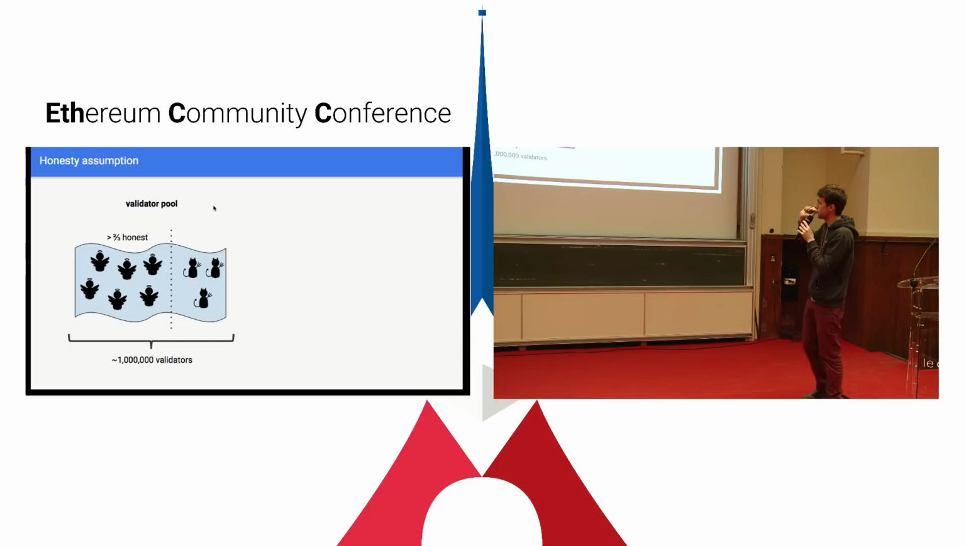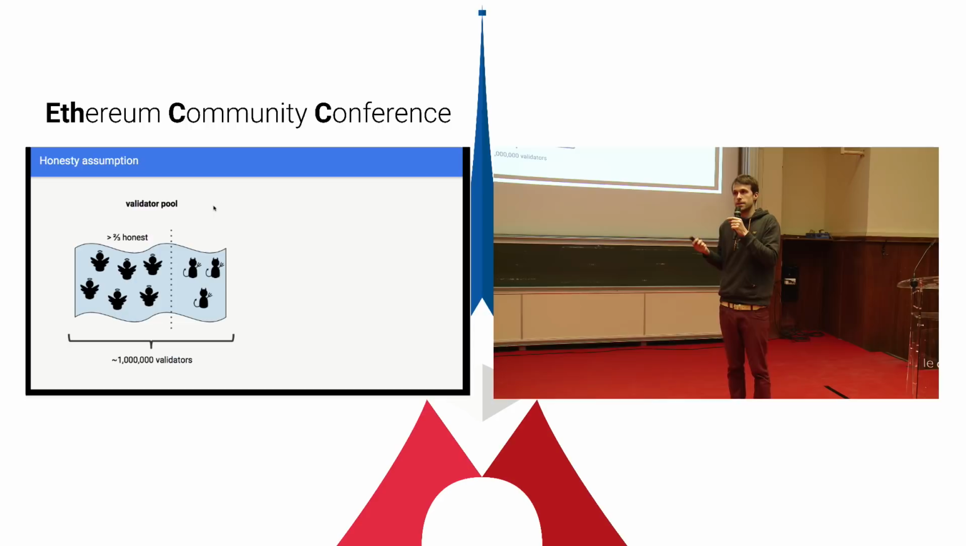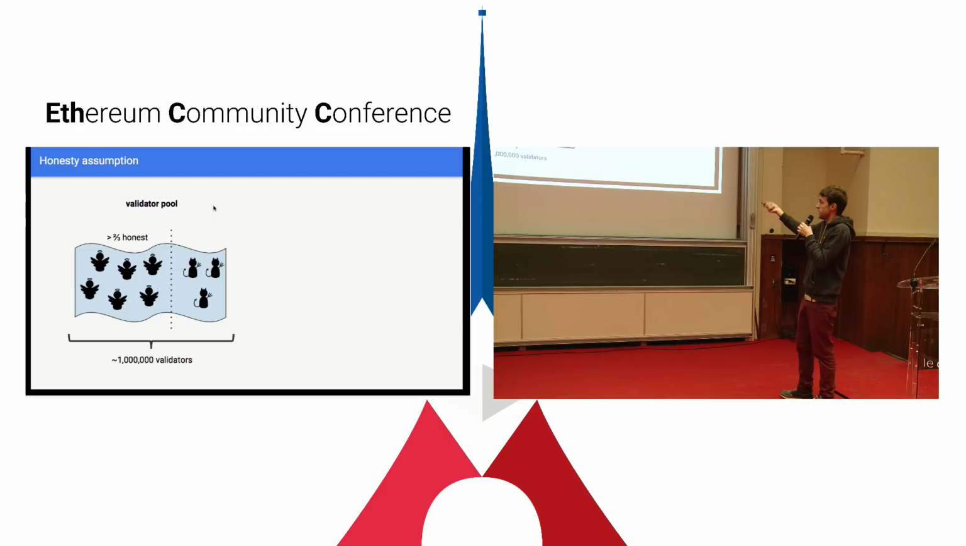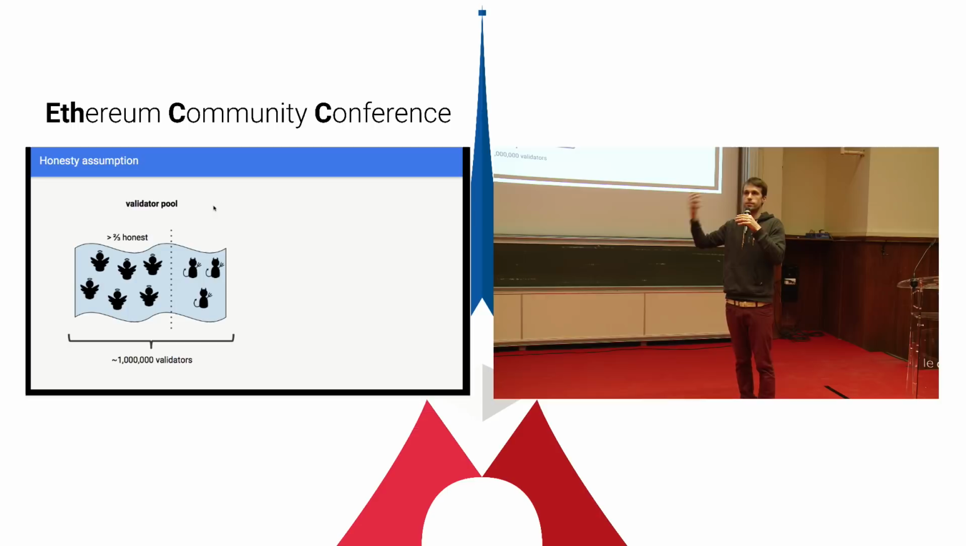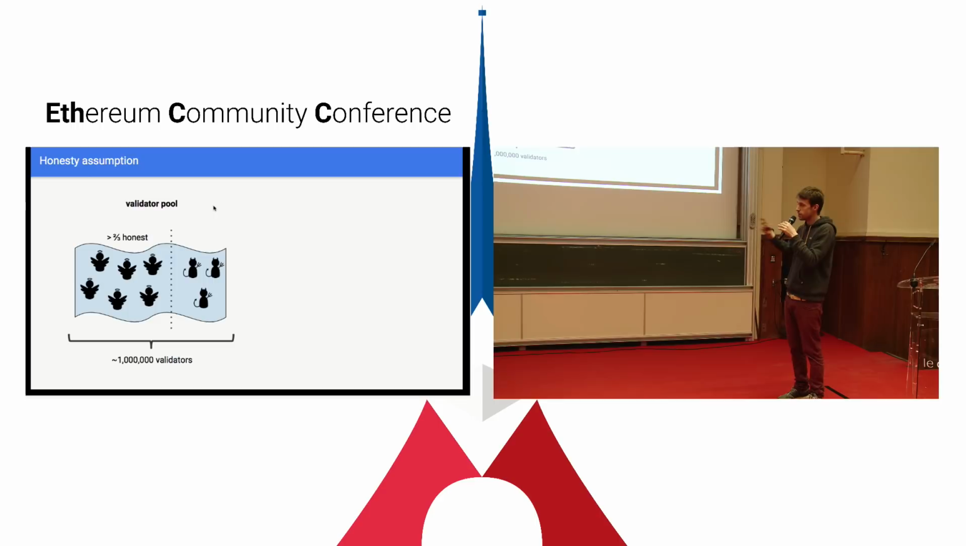Okay. Here's the explanation as to why the idea of having committees works. Basically, we have this honesty assumption. Very similar to Bitcoin. In Bitcoin, you know, we assume, let's say, that 51% of the miners are honest. Well, in Ethereum 2.0, we have a slightly stronger assumption. We assume that 2/3 of the validators are honest.